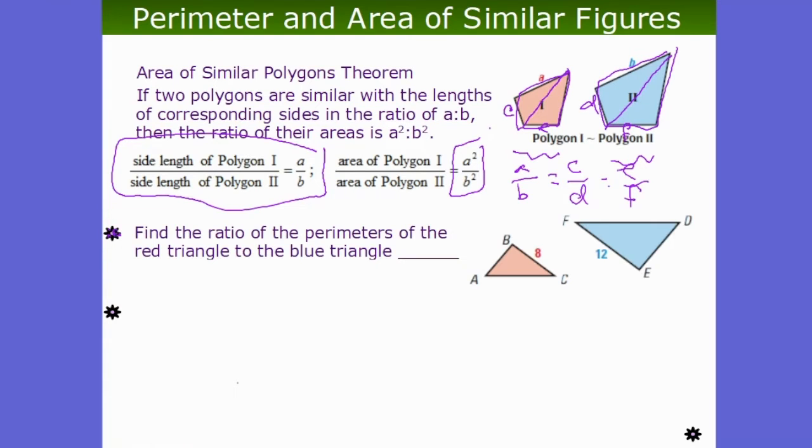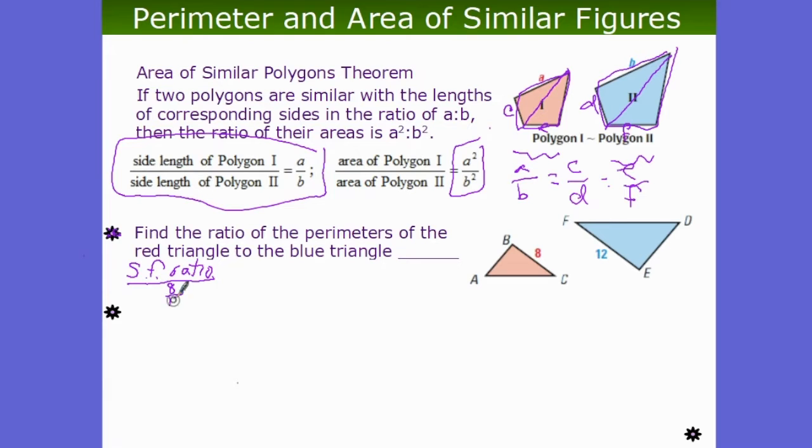In this example over here, I'm given two similar triangles. It says find the ratio of the perimeters of the red triangle to the blue triangle. Well, we would have to find the scale factor ratio or the side length ratio. I'm going to call it SF ratio for scale factor ratio. And BC and EF, those are corresponding sides, just one is kind of turned over and flipped. So the scale factor ratio is 8 over 12.